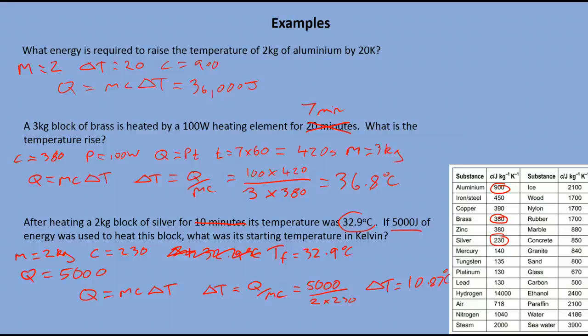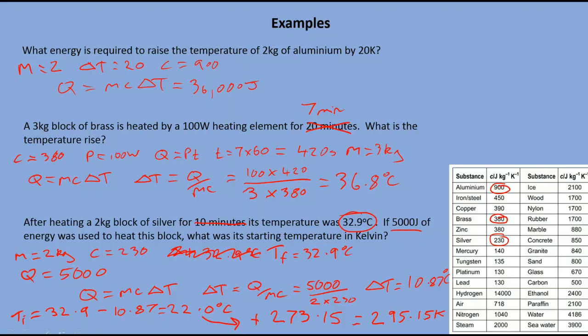Now if my final temperature was 32.9 and my change in temperature is that, then my initial temperature in degrees C is just 32.9 minus 10.87, which gives us an initial temperature of 22.0 degrees C. To convert that into Kelvin, I need to add 273.15, which gives us an answer in Kelvin of 295.15 Kelvin as my initial starting temperature.